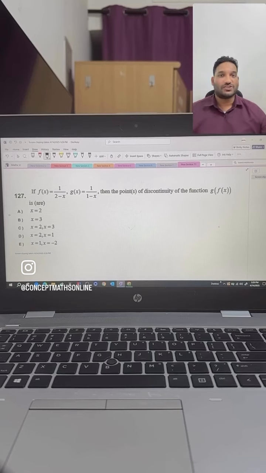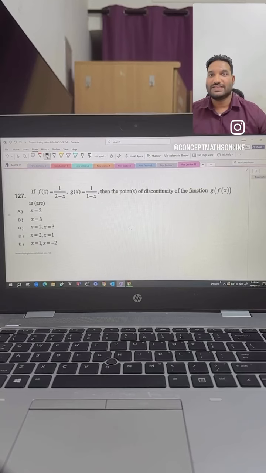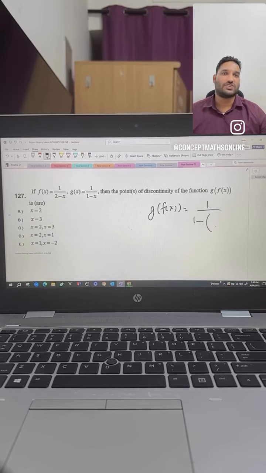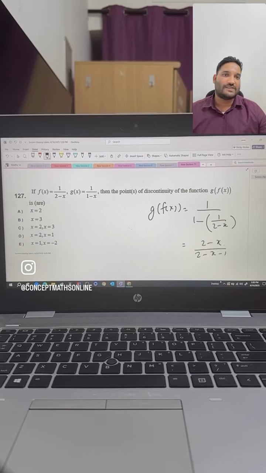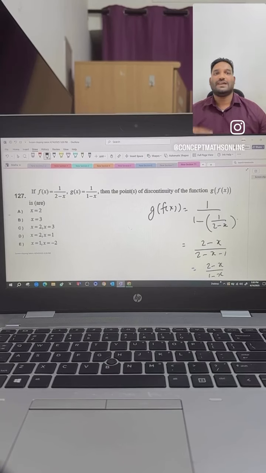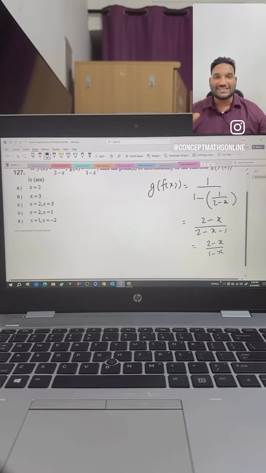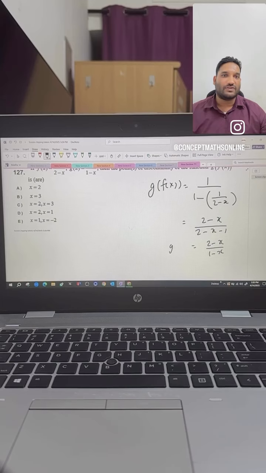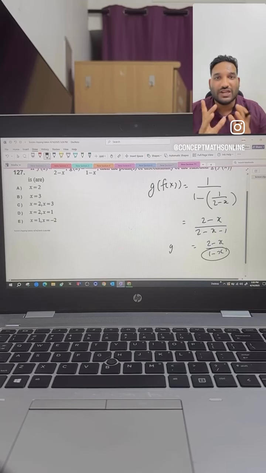Some students will just find g of f of x. So what is 1 by 1 minus x? Replace x by the f of x function. So you will get 2 minus x divided by 2 minus x minus 1, which is 2 minus x divided by 1 minus x. Then they will write only the point of discontinuity of g of f of x. You see, denominator 0, only x equal to 1.